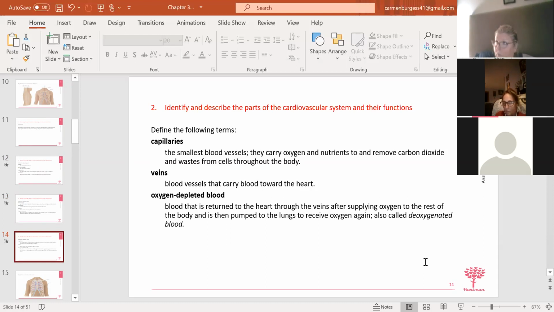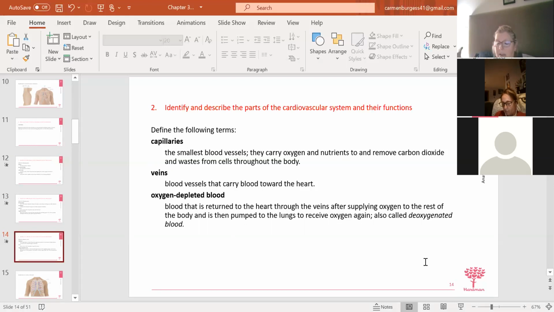And that blood is what? Is going to be what? Do you think it has a lot of oxygen in it? No. It's oxygen depleted. So if you hear deoxygenated, oxygen depleted, that's the blood that's coming back to the heart from the body.